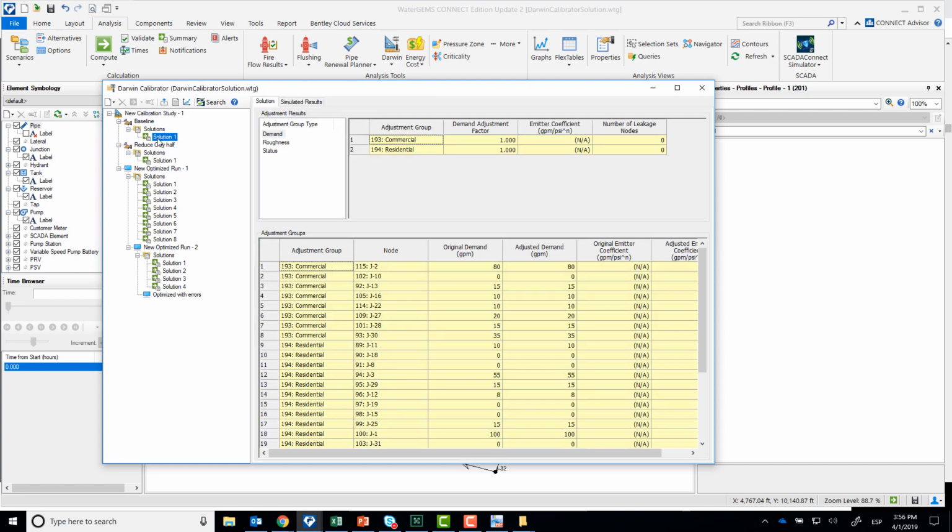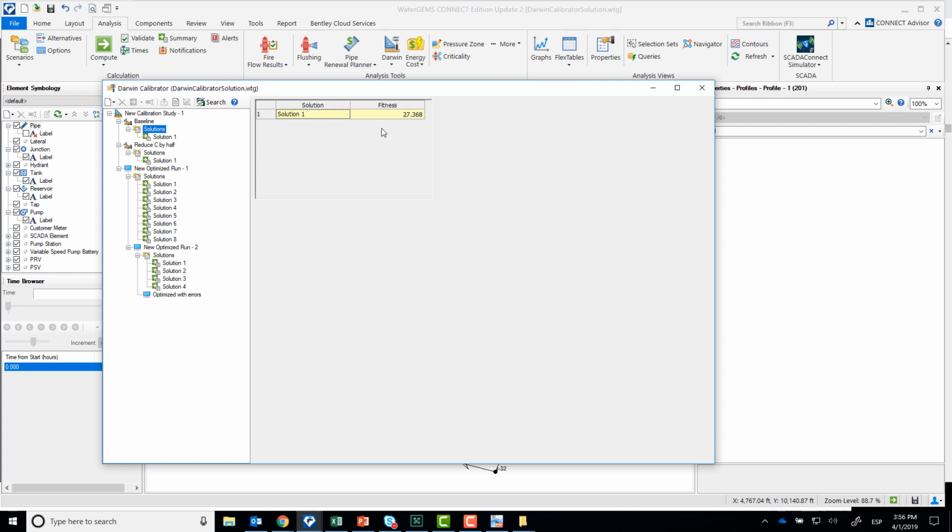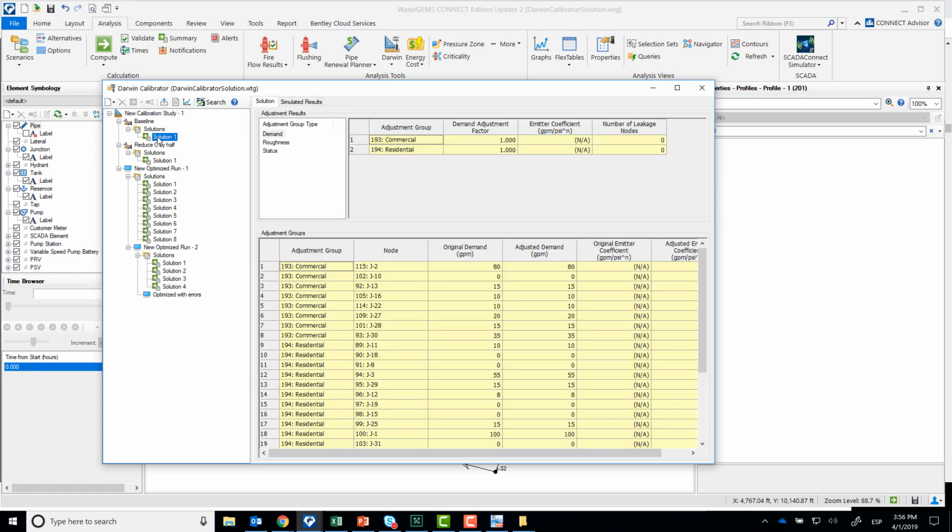Well, the base fitness is 27. So we know we have to do better than 27. Okay? So any solution that's better than this, we might consider. Now let's look in detail at how far off we are.